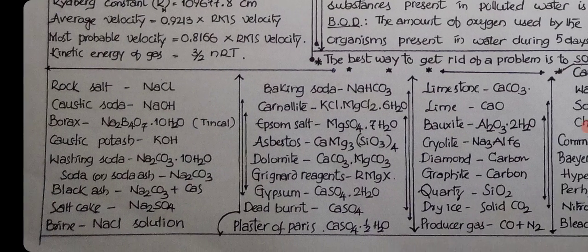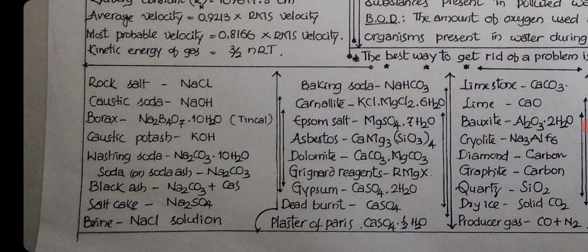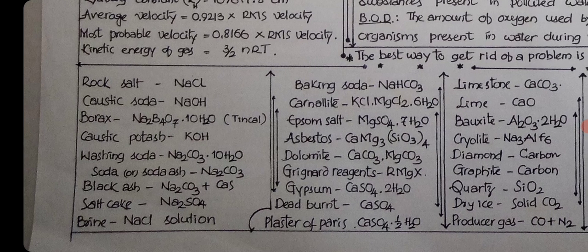We'll go for this a little later. Rock salt is sodium chloride. Caustic soda is sodium hydroxide. Borax: Na2B4O7·10H2O. It's also called Tinkal in India. Caustic potash is KOH. Washing soda: Na2CO3·10H2O. Soda ash: Na2CO3.